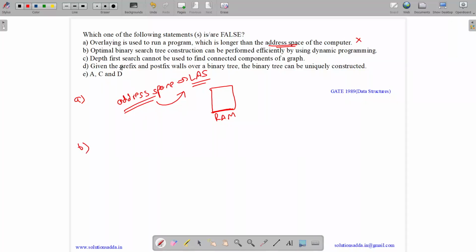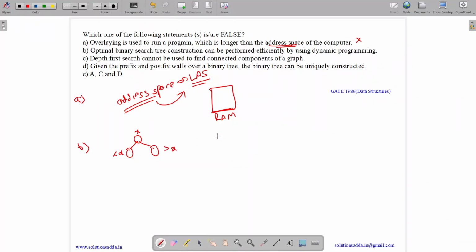Option B, optimal binary search tree construction can be performed efficiently by using dynamic programming. So what is an optimal binary search tree? A binary search tree is a normal binary search tree in which all the items less than x will come on the left, all the items greater than x will come on the right, here will be less than x, here will be greater than x.